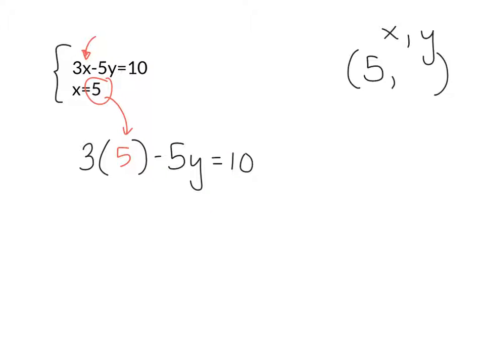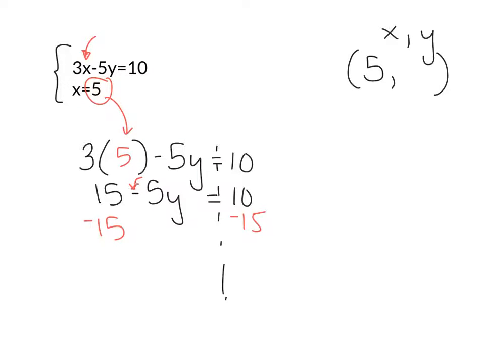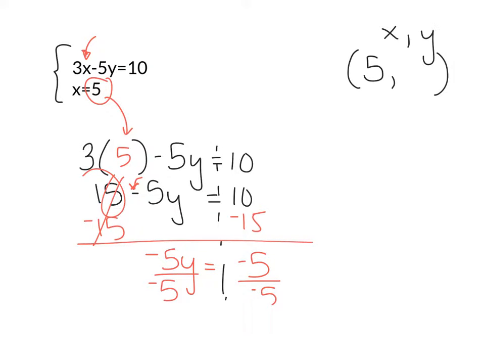And now I solve this equation. Put my dotted line. I'm going to do 3 times 5 is 15, minus 5y is equal to 10. Now I subtract 15 from both sides. Remember, a common mistake is kids add because they look at this minus sign. That minus sign has nothing to do with what you do with this positive 15. All right, so 15 minus 15 is 0. Bring down your negative 5y equals negative 5, and you finish by dividing each side by negative 5.